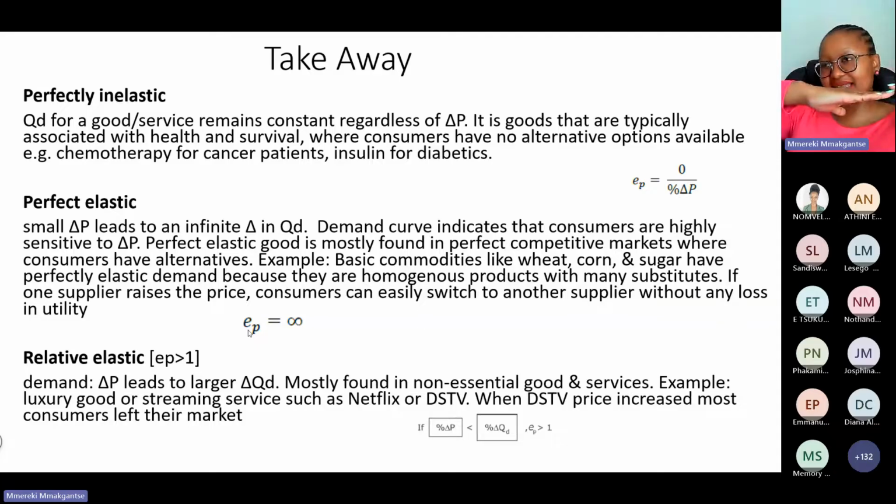Sorry, perfectly elastic is like this. When you look at the graph, perfectly elastic is like this. The demand curve indicates that consumers are highly sensitive to the price. If a basic commodity like pap increases, the quantity demanded might change. Perfectly elastic demand goods are homogeneous products because they have substitutes. So if Ace is expensive, you're going to go buy another brand, because there's a substitute for that.